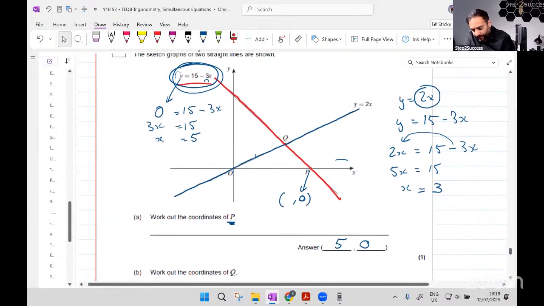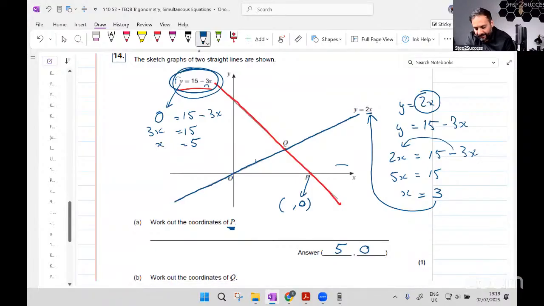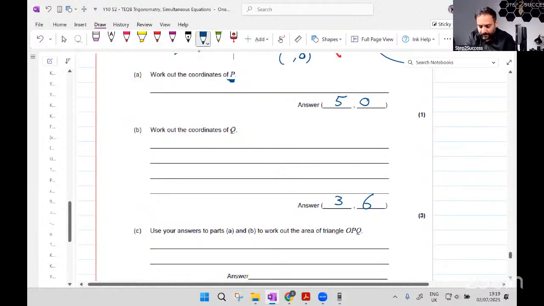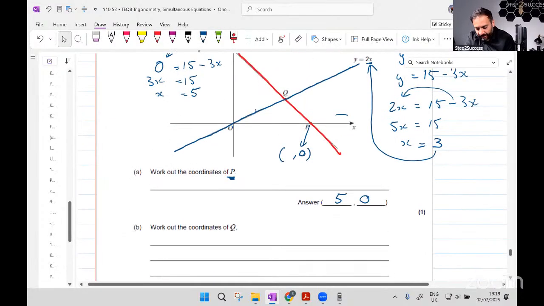To get the y coordinate, you just put that back into either of the two equations. So 2 times 3 is 6. Therefore, that is 3, 6. Then it says, use your answer to A and B to work out the area of triangle OPQ. Right, this is triangle OPQ.